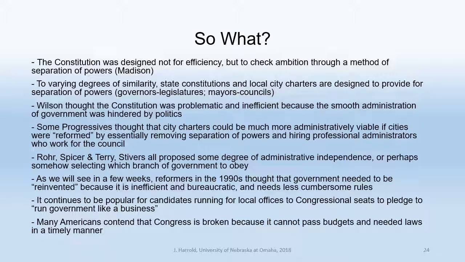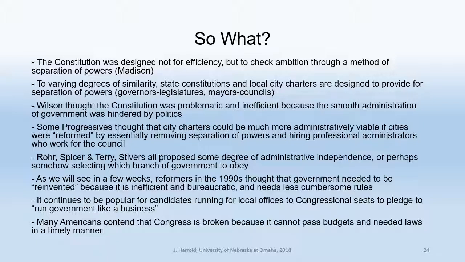I had to read Rohr and Spicer and Terry and Stivers, and to some degree, they all talked about what would it be like if administration had some degree of independence, or should administration have some degree of independence? And this goes really to the heart of arguing about separation of powers. In a few weeks, we'll talk about new public management and see that reformers in the 1990s, one of the things they wanted to reform was the inefficiency of bureaucratic government. Really, in a sense, they were talking about the inefficiency of separation of powers.